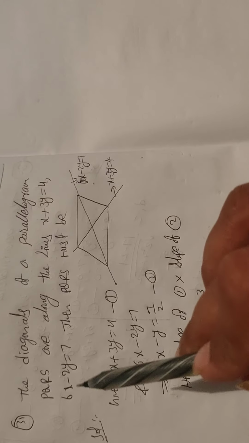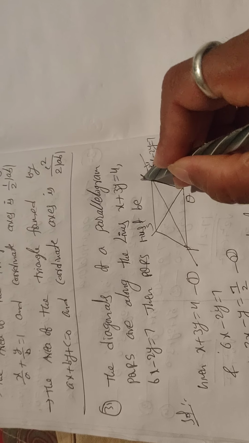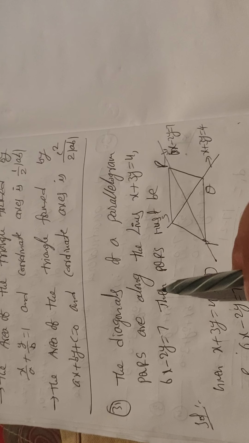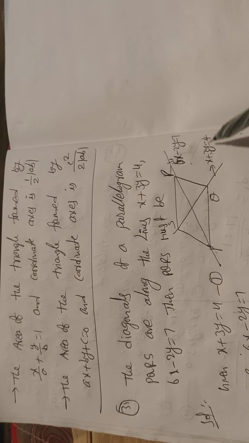So next question. The diagonals of a parallelogram PQRS are along the lines x plus 3y is equal to 4, 6x minus 2y is equal to 7, then PQRS must be. Let us consider this is PQRS. It is a parallelogram, they have given. The diagonals are along the lines: one is on x plus 3y is equal to 4, another one is on 6x minus 2y is equal to 7. Then PQRS must be.